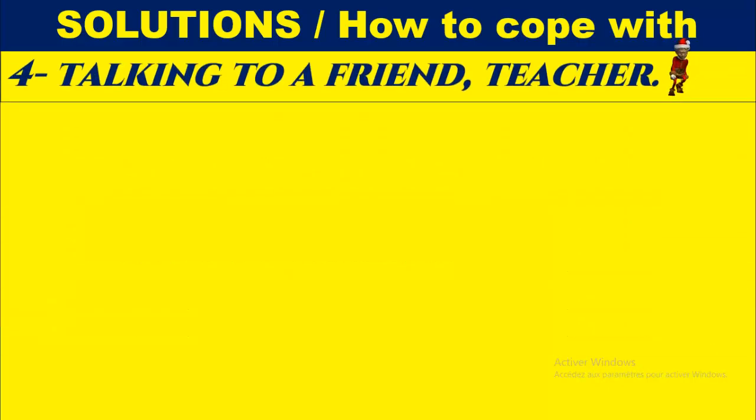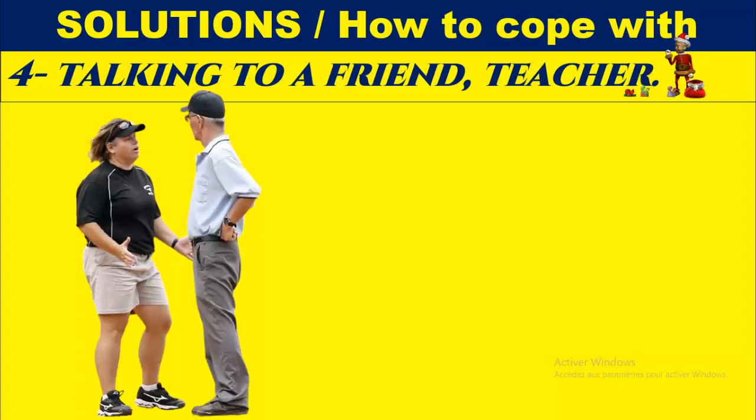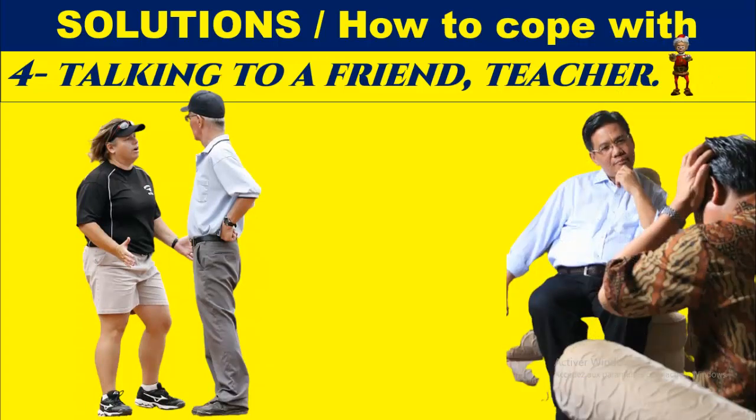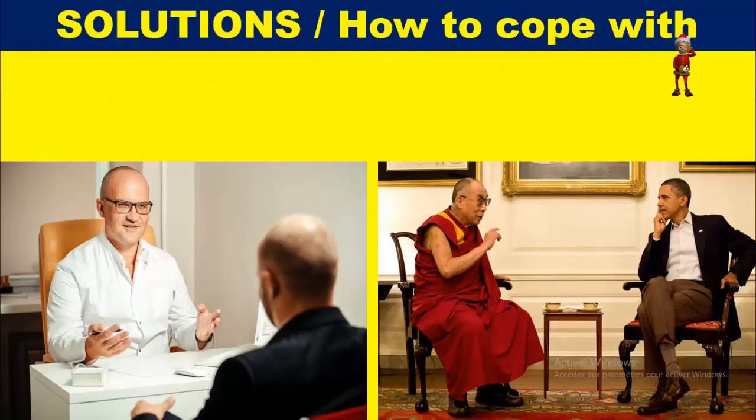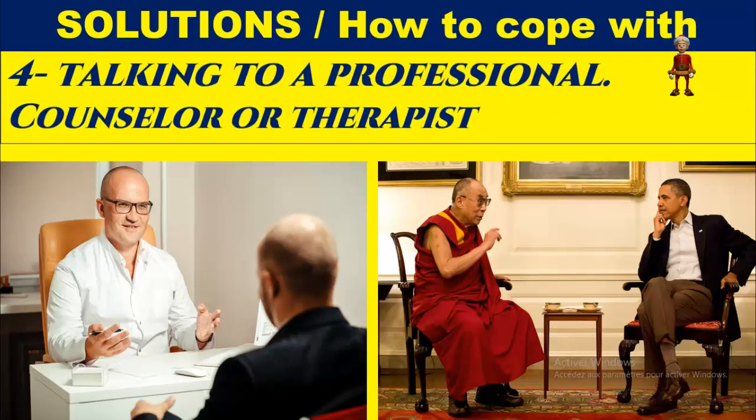Number 4, talking to a friend or a teacher. Talk to someone you trust. Talk to a family member. It can reduce stress. Number 5, go and see a specialist, a professional, a counselor, or a therapist. These people are professionals. So when the stress is becoming dangerous, more and more uncontrollable, go and see a professional.